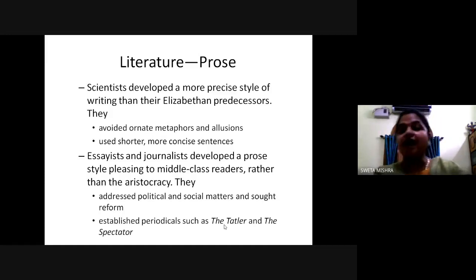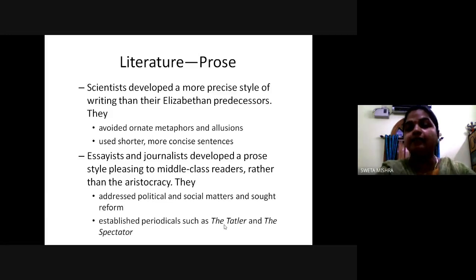Then, as far as the essayists and journalists are concerned, they developed a prose style. And what was that prose style? It pleased the middle class readers. So we can say that the prose style of writing was basically for the middle class readers rather than the aristocratic class.